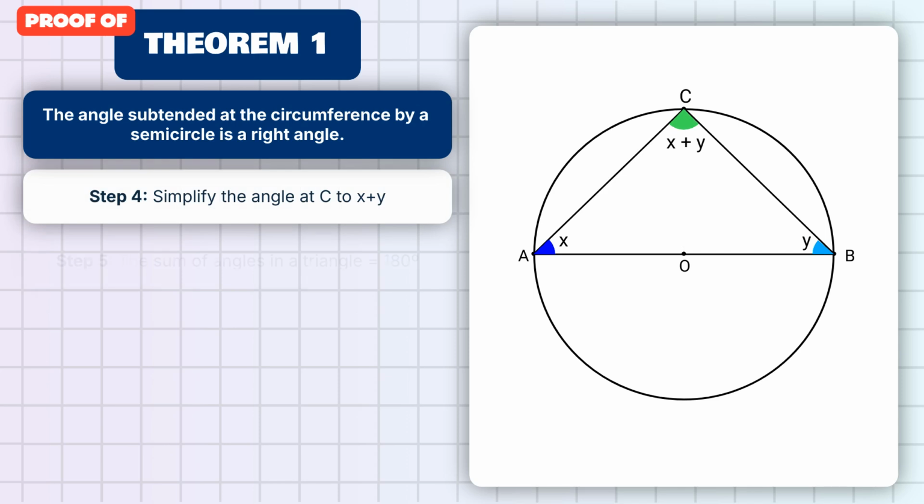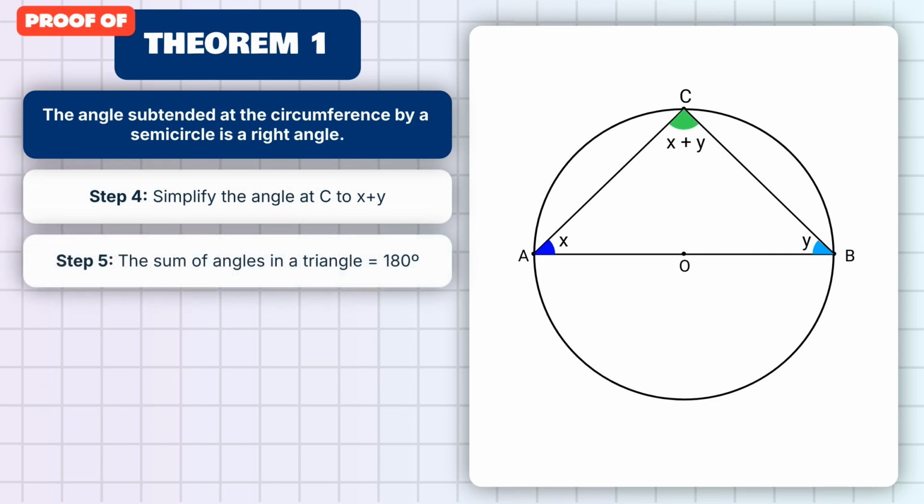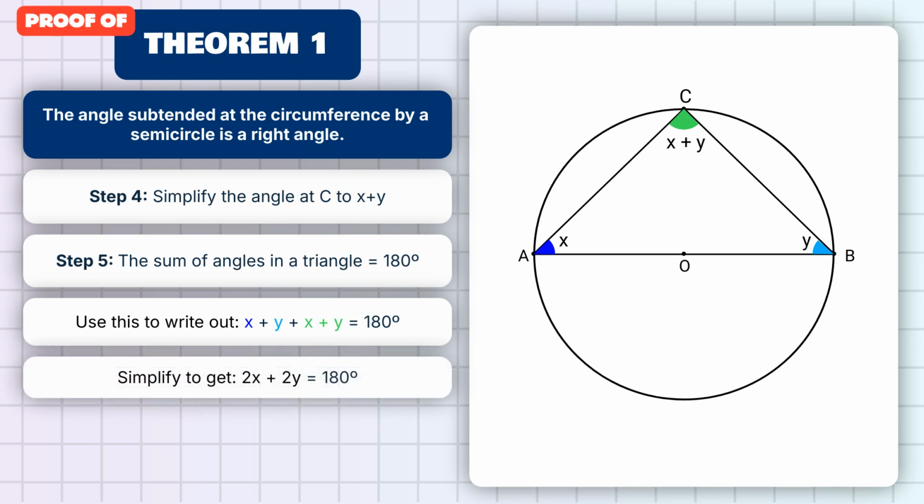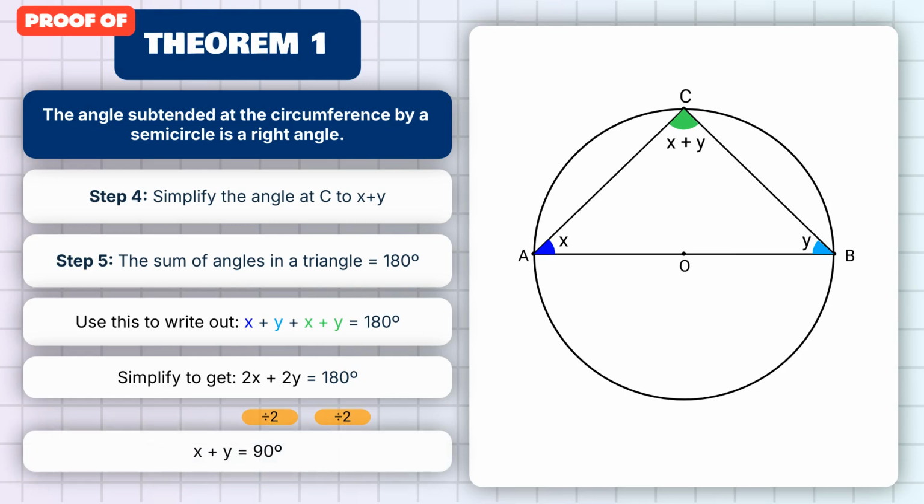We also know that the sum of angles in a triangle equals 180 degrees. So 2x plus 2y equals 180. We can divide both sides of this equation by 2 to give x plus y equals 90. So now we know angle C must be 90 degrees, which is a right angle, which is just what this theorem tells us. So this provides the proof of theorem 1.